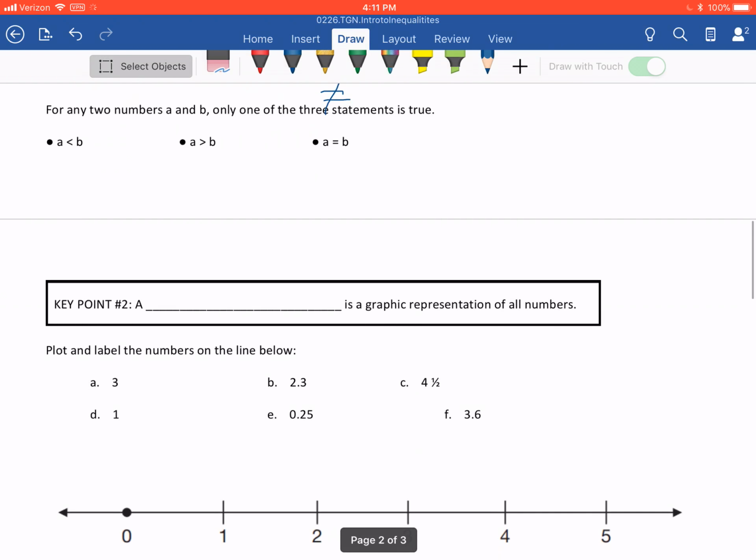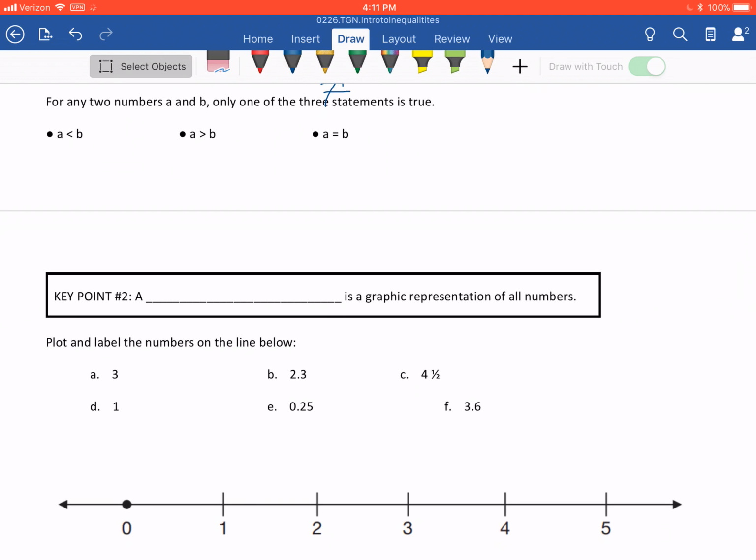Moving on, for any 2 numbers, A and B, only one of the 3 statements is true. A is less than B, A is greater than B, or A is equal to B. So we would just want to think of any 2 numbers at all. For this example, I'm going to use A is equal to 1, and B is equal to 2. In this situation, only one of these 3 statements can be true. And the statement that's true is that A is less than B.